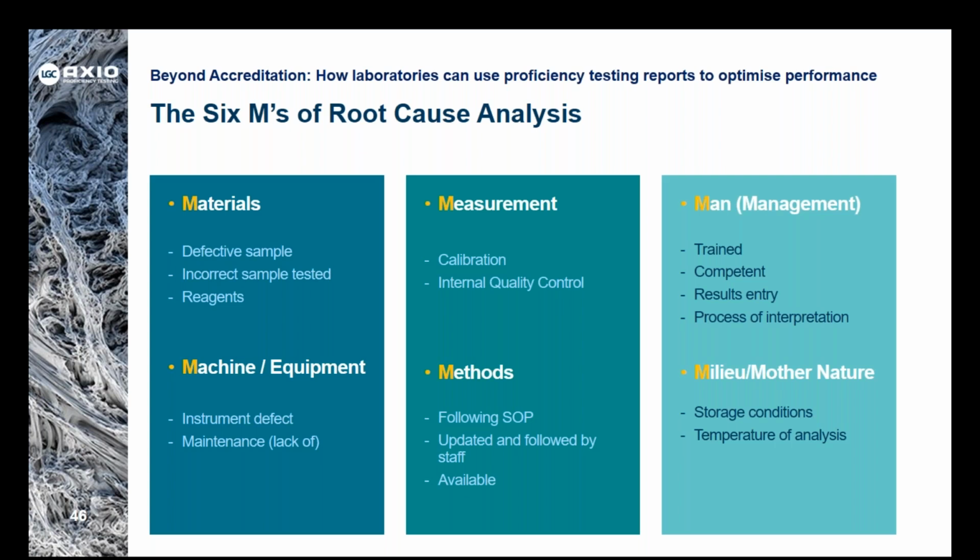So within materials, we could be looking at issues such as a defective sample, an incorrect sample has been tested, the reagents. At the machine or equipment or instrument level, it could be an issue with the instrument in terms of maintenance or lack of, the different component parts of the instrument. For measurement, we need to be looking at calibration, the frequency, the latest calibration, the results, the process of calibration. Our internal quality control material will also provide some clues as to the previous performance since our last proficiency testing event.